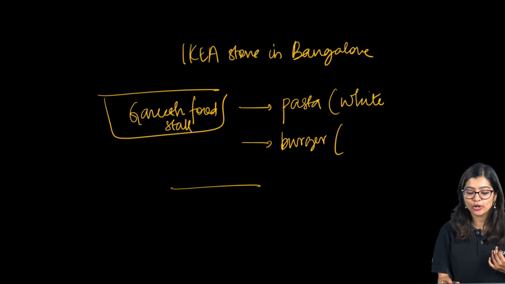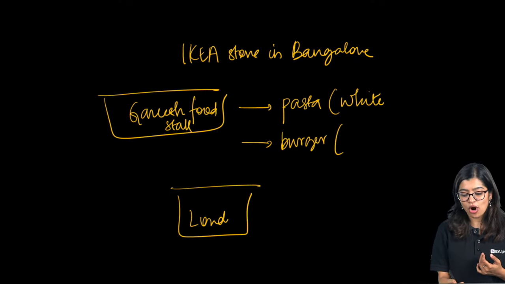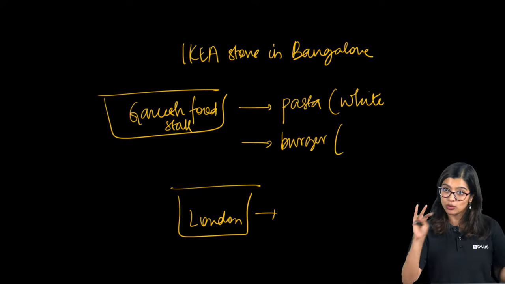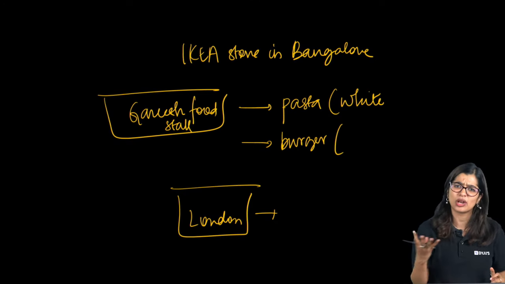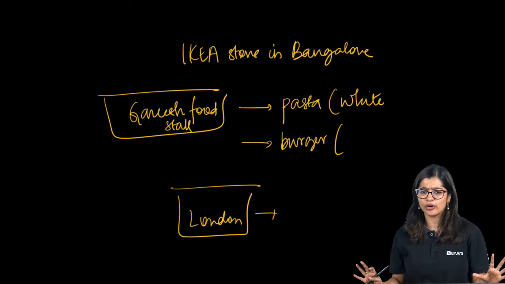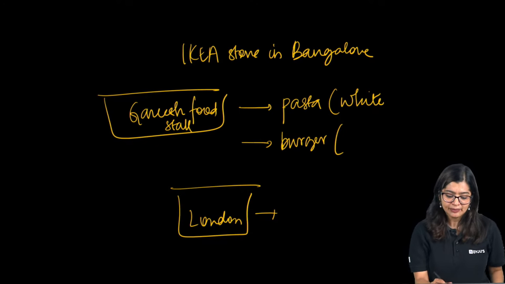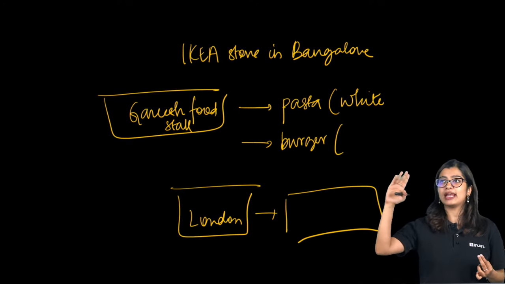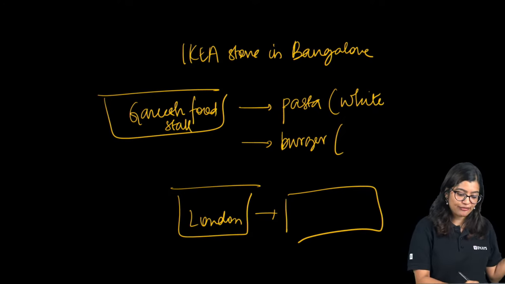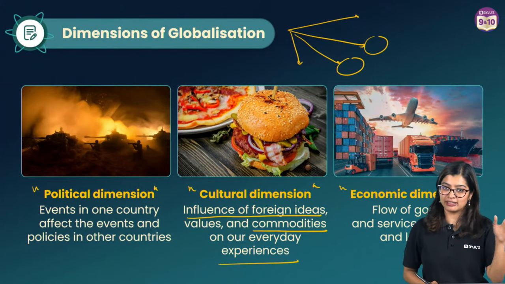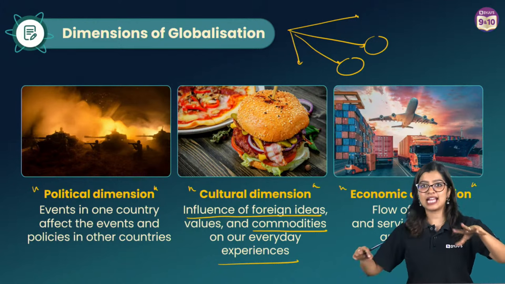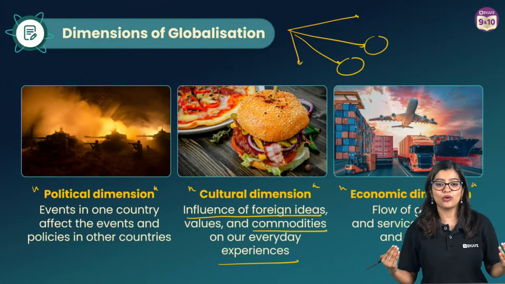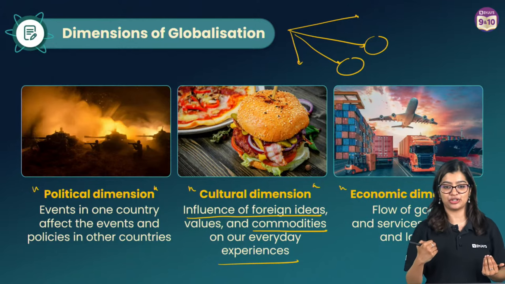Similarly, if you go to London, you will find one Saravanabhavan there. You will find an Indian outlet where they will be selling chole bhature. There'll be one chaat store, right? So if you look at it, we see that there is a flow of ideas, in any place. As a matter of fact, one of my friends, he's in Netherlands, and he was telling me that there is a biryani store in Netherlands. So that is what we look at, the cultural dimension of it, right?